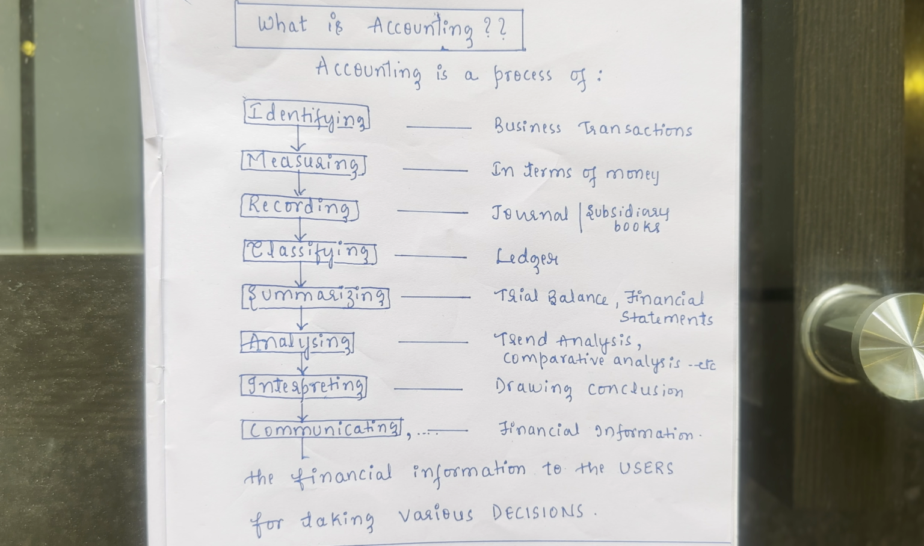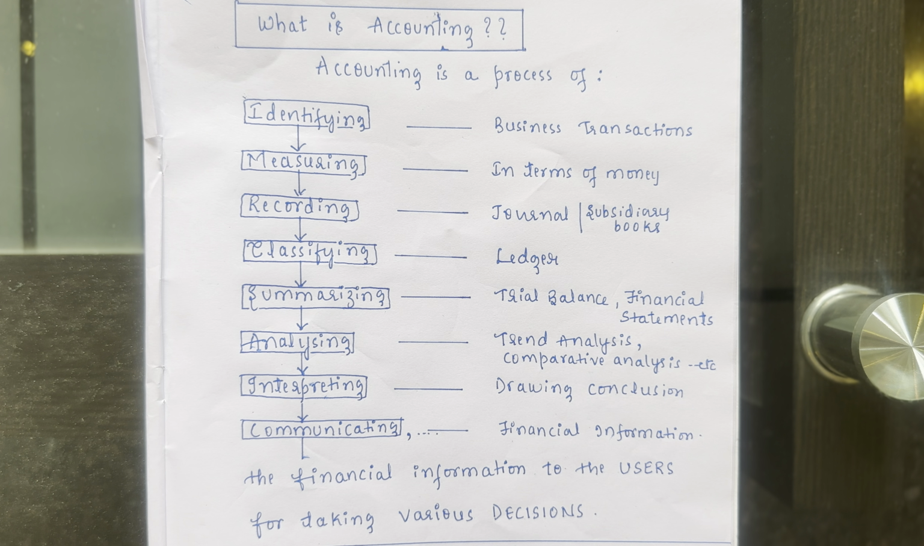Example, think that you're paying rent for a building where you carry the business. You're paying around 20,000 rupees. That should be recorded. Paying salary to the employees around 3 lakh rupees, that is to be recorded. And let us say you purchase raw material for rupees 50,000, that is also to be recorded. All the business transactions should be identified at first. Okay. Which is the second step? That is measuring.